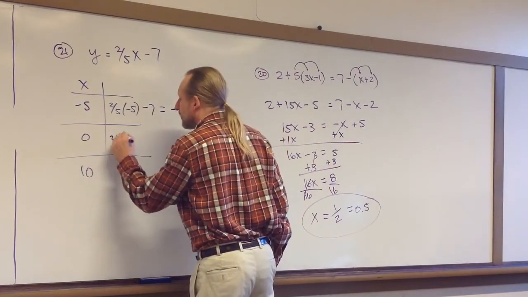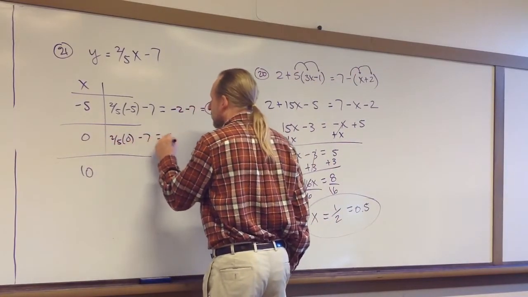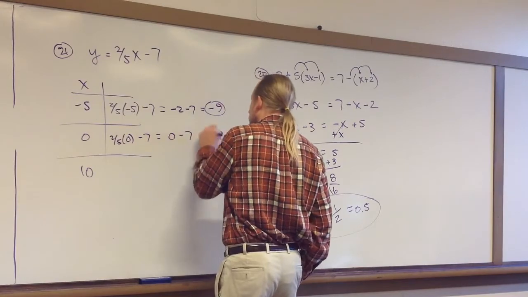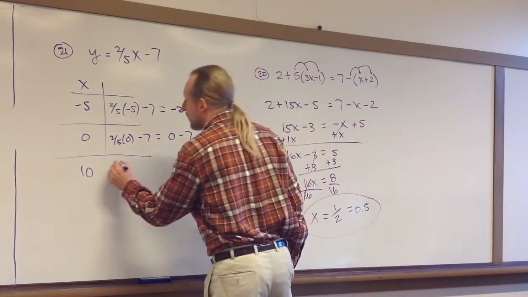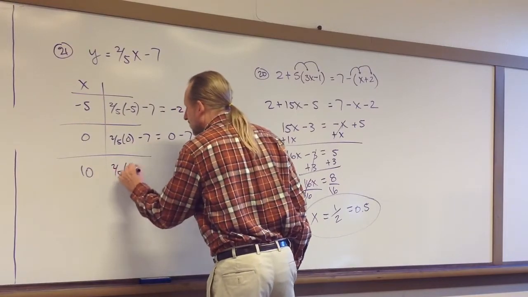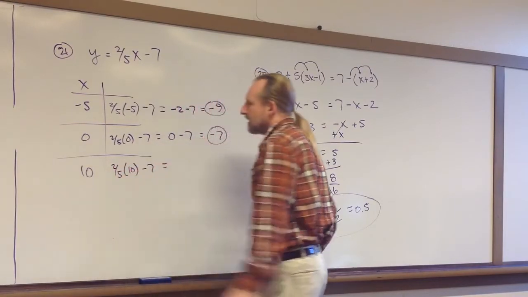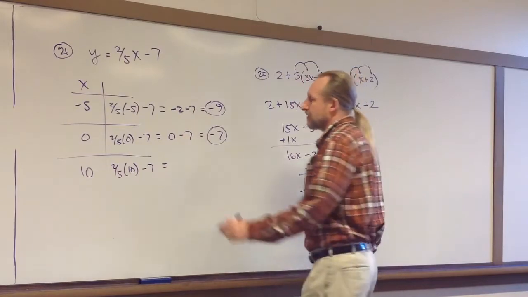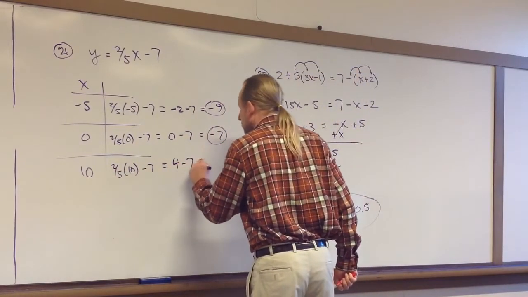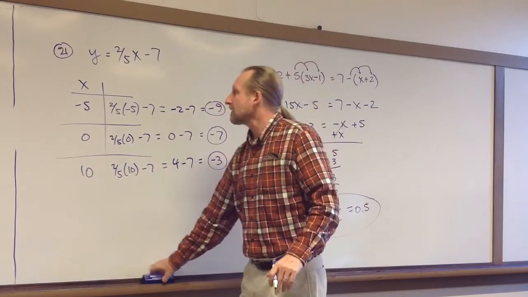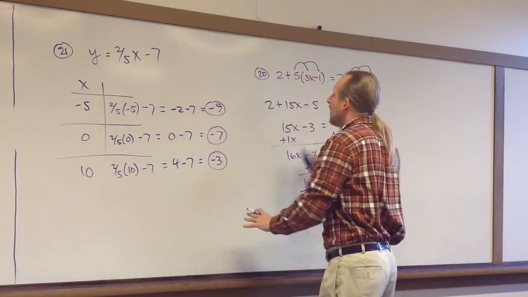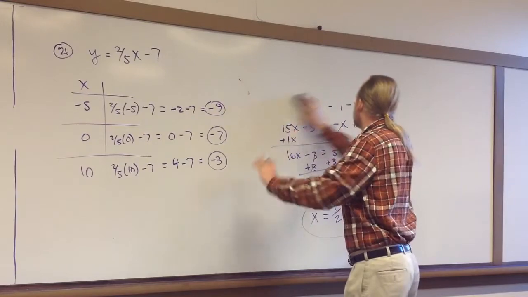Next, 2/5 times 0 minus 7 is 0 minus 7, which is negative 7. And then the last one here, 2/5 times 10 minus 7. Let's see. 2/5 times 10, that should be 4 minus 7, negative 3. And that's all we're asking for in this problem, is just to find those y values.